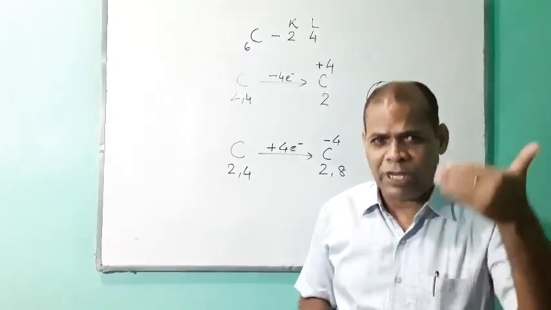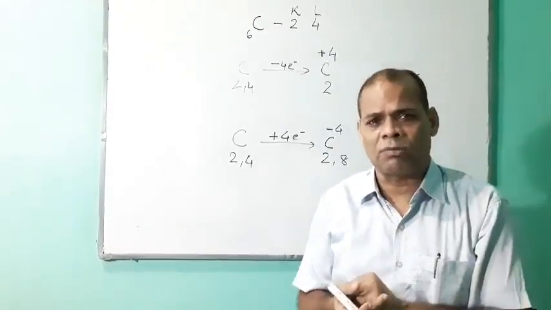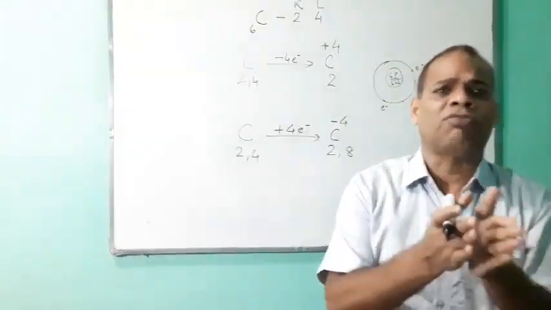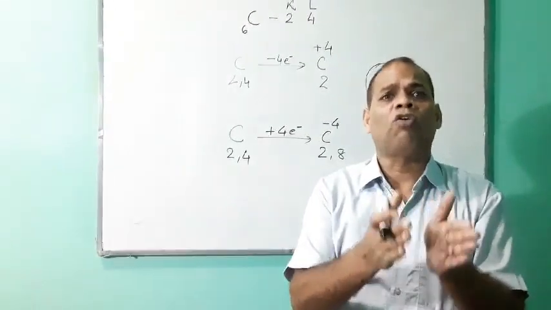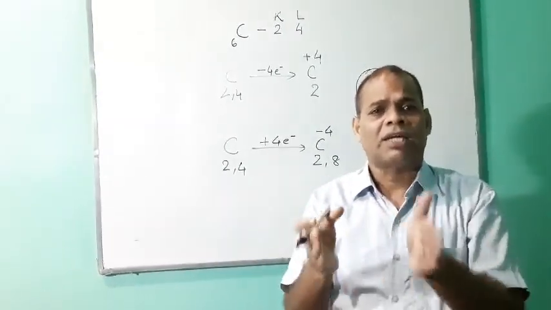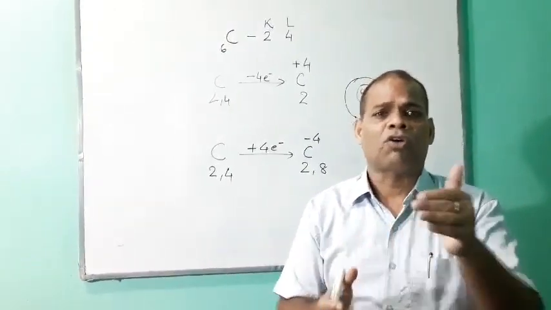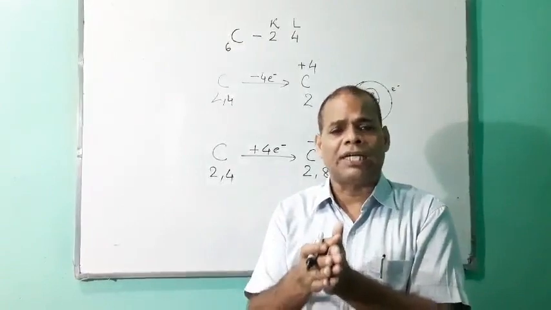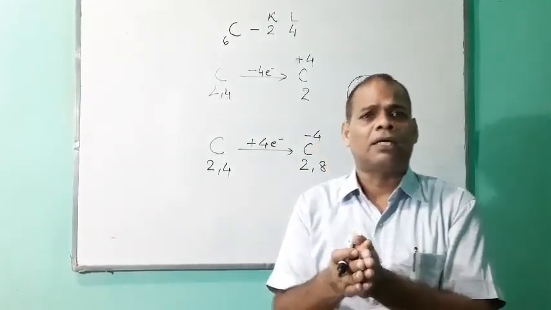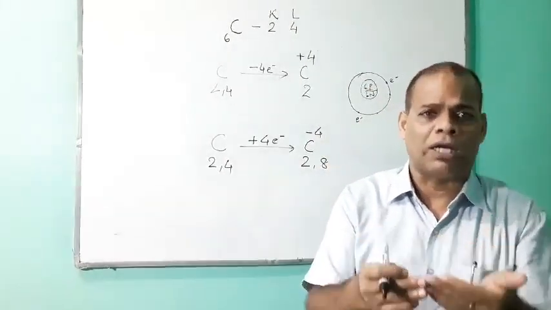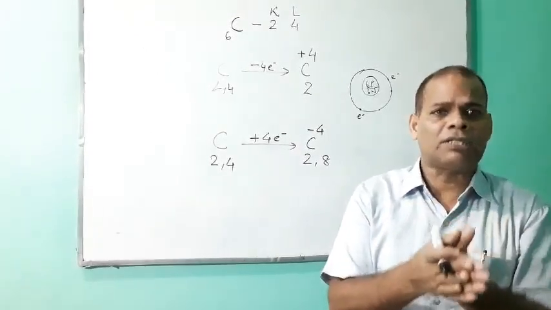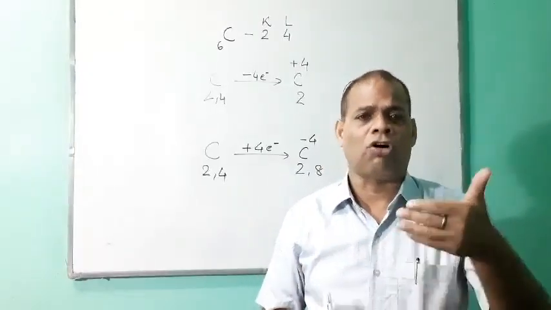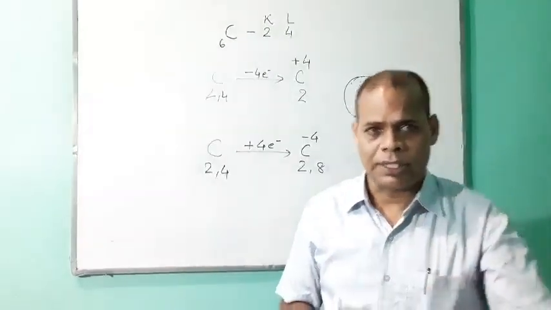The only way to achieve 8 electrons in its outermost shell is by mutual sharing of electrons, that is, by covalent bond. That's why carbon always forms covalent bonds. So carbon achieves 8 electrons in its outermost shell by mutual sharing of electrons, or by formation of covalent bonds.